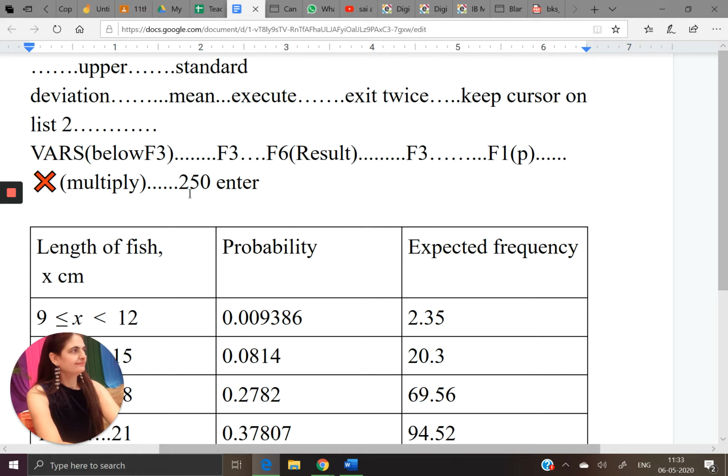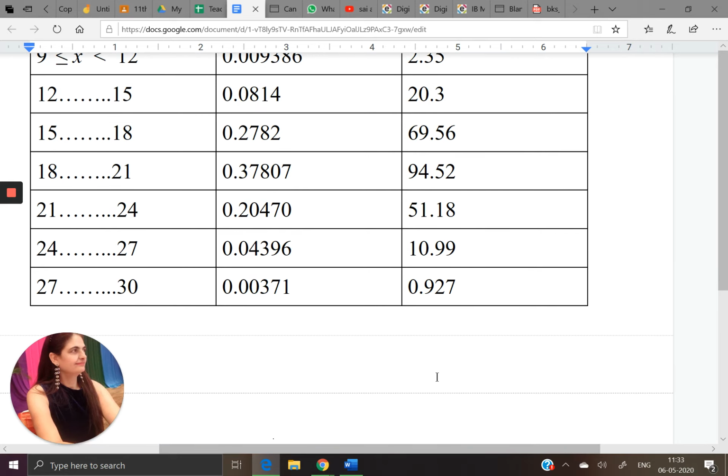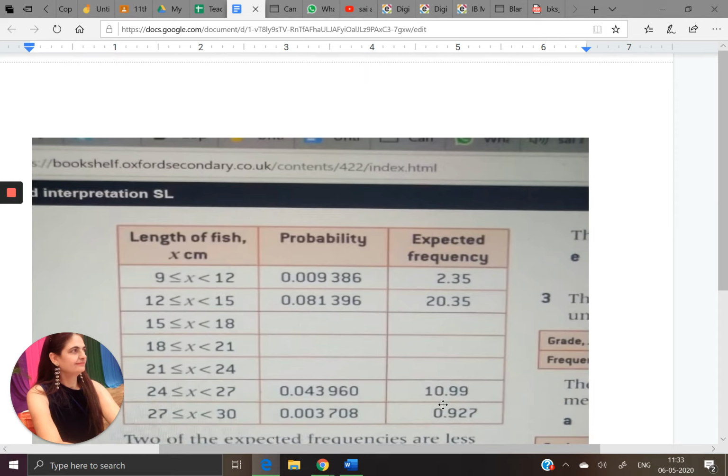So when you multiply it with 250 and execute, then you get the answer for this last column here. Okay, so in this way you need to complete this table and write it down.